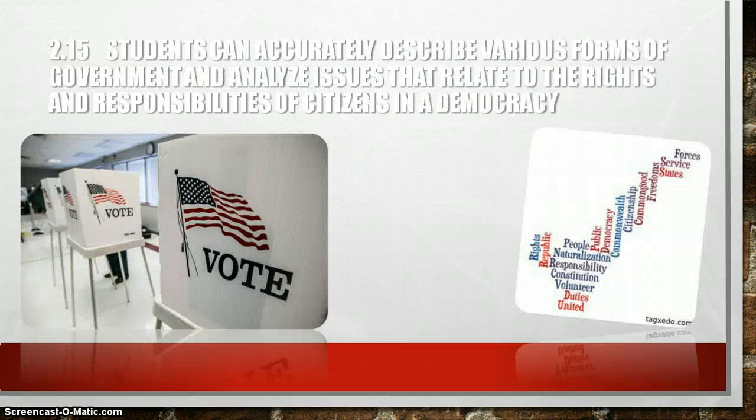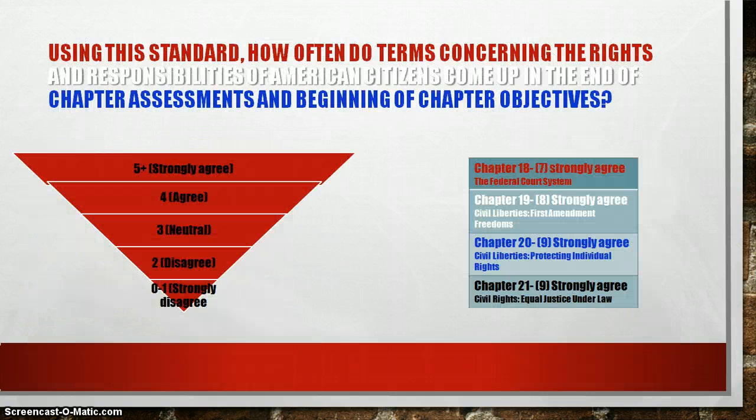The next standard I used for my analysis was Standard 2.15. Students can accurately describe various forms of government and analyze issues that relate to the rights and responsibilities of citizens in a democracy. I again used the Likert scale to display my key question, which was, using this standard, how often do terms concerning the rights and responsibilities of Americans come up in the end of chapter assessments and beginning of chapter objectives?